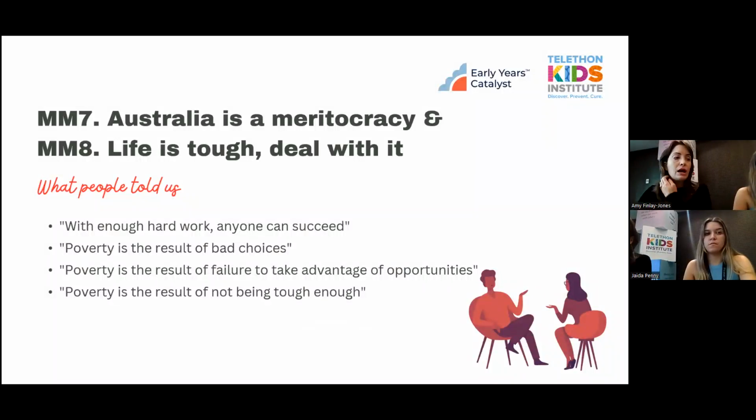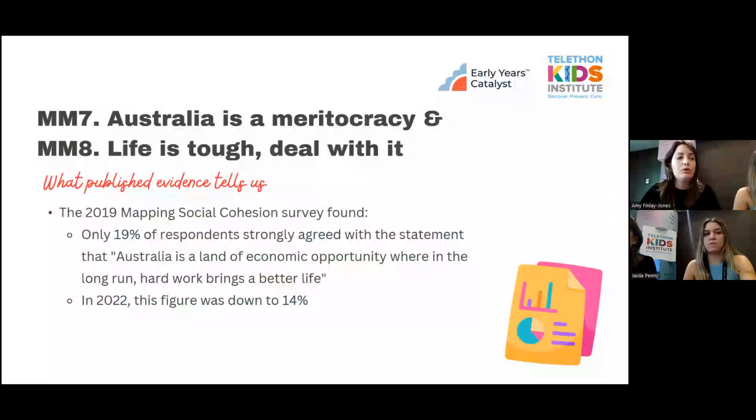And an important note with these mental models is that they really represent individual views of societal perspectives rather than the views of individuals themselves. And we see this represented in national survey data, which actually tells us that very few Australians believe that Australia is a land of economic opportunity.